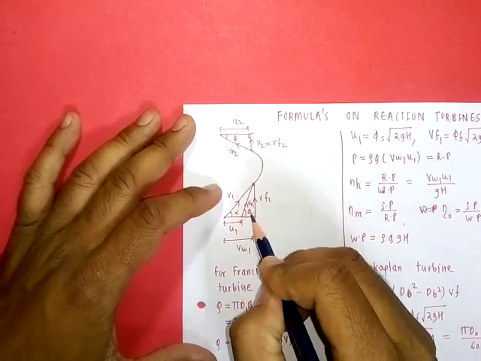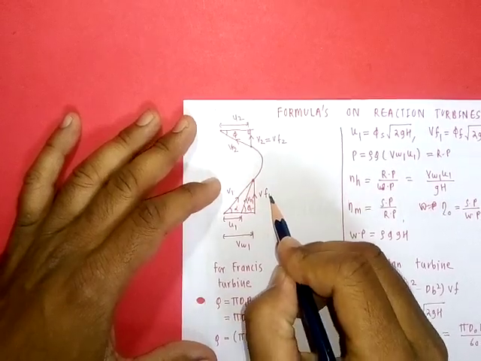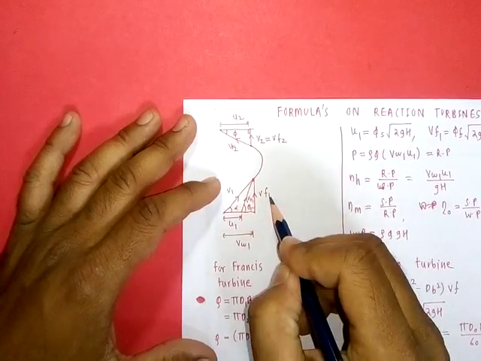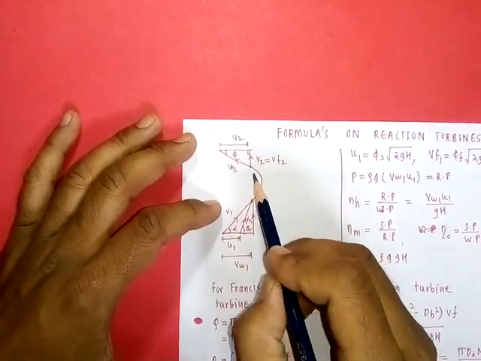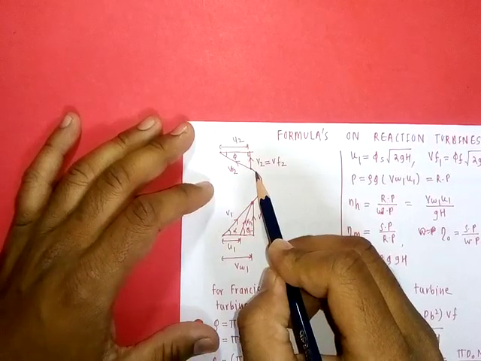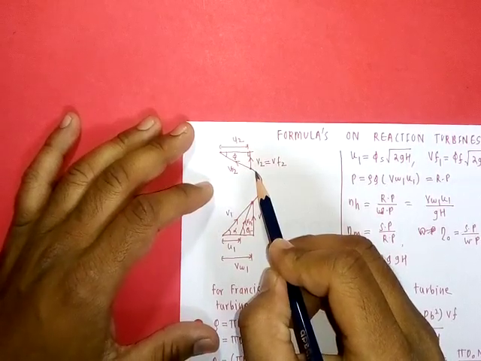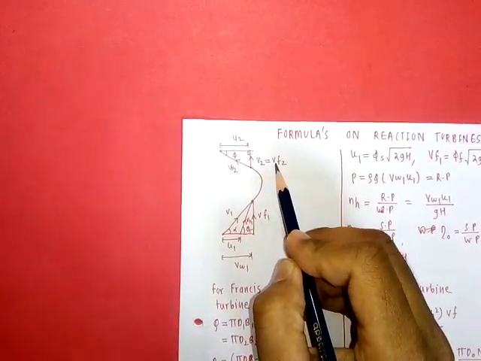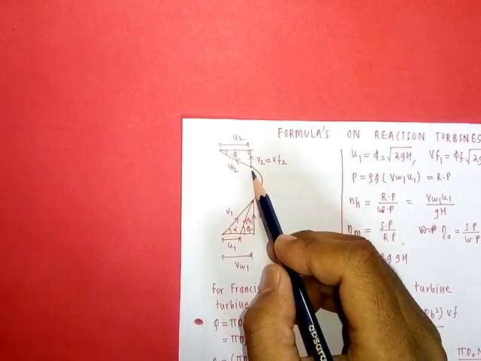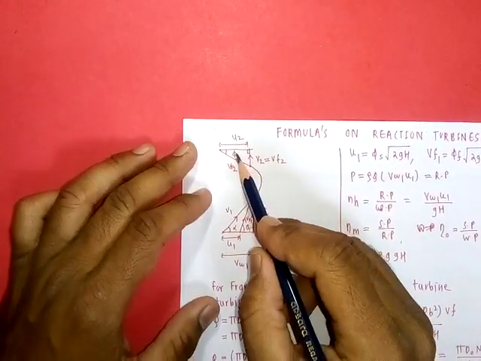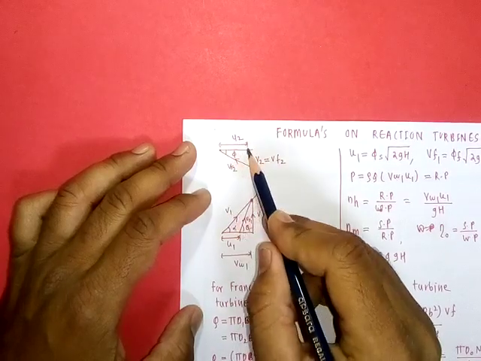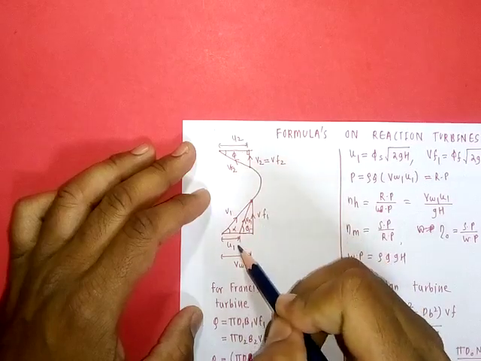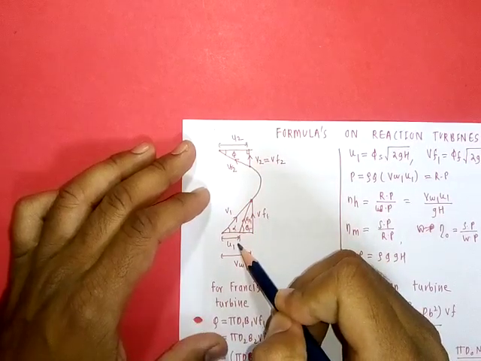For V1 we are making two components. One is perpendicular, radial, and second one tangential. This is V1, Vw1. At outlet for Francis turbine and Kaplan turbine, discharge is radial, so V2 is equal to Vf2. There is no Vw2 at outlet, but relative velocity is moving along blade profile. It is making angle phi at outlet, and the difference between these two vectors is the linear velocity at outlet, and this is the linear velocity at inlet.